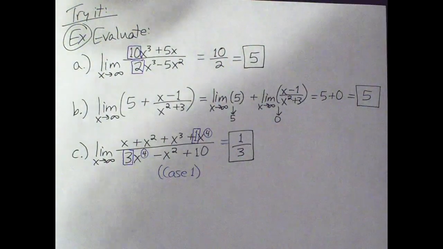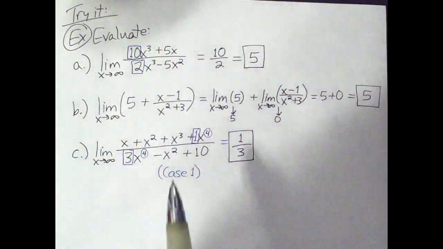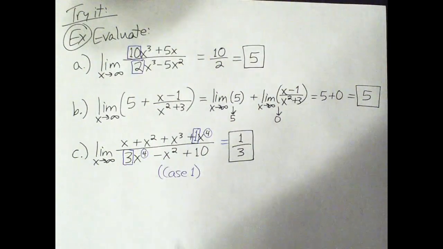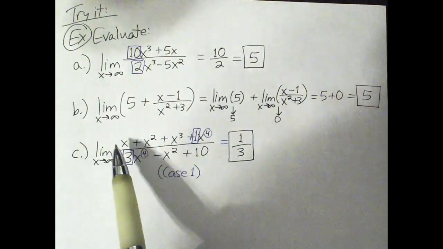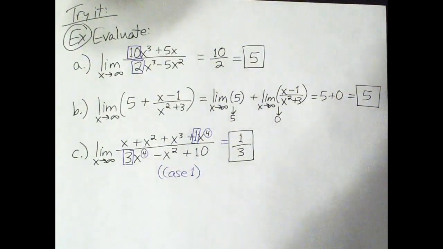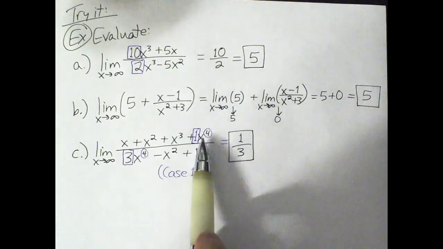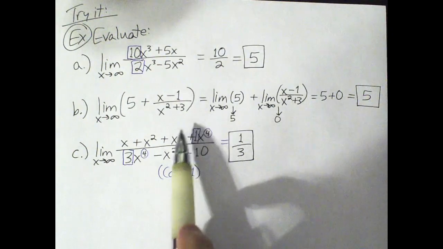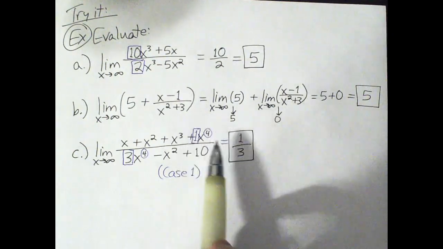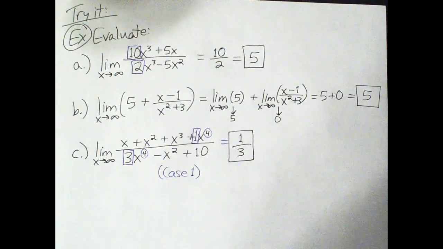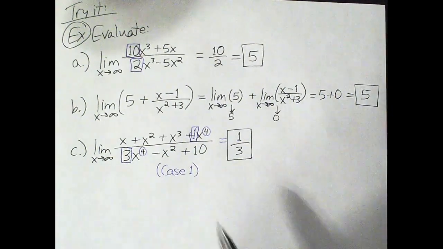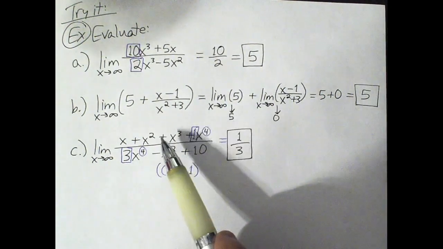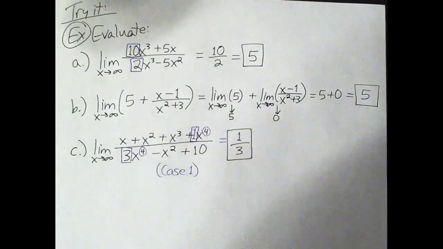So what I was hoping you would notice with part C is that the leading term might not always be the one that's furthest to the left. The leading term is the one that has the highest power of x. That's the most significant, impactful part of that polynomial. X to the fourth is much, much larger than x to the third or second or first.